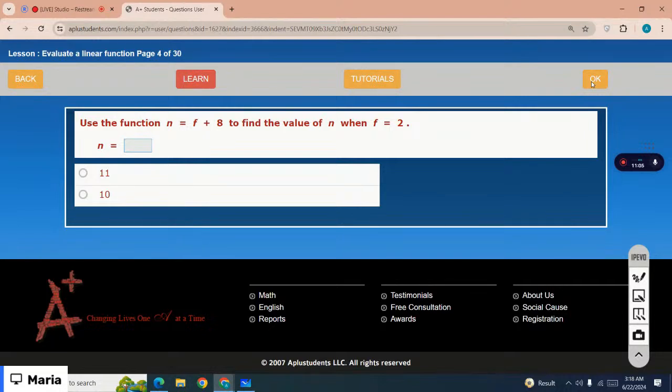Use the function n equals f plus a to find the value of n when f equals 2. So which is the correct option? The correct option is yes, option number 2 is the correct option.